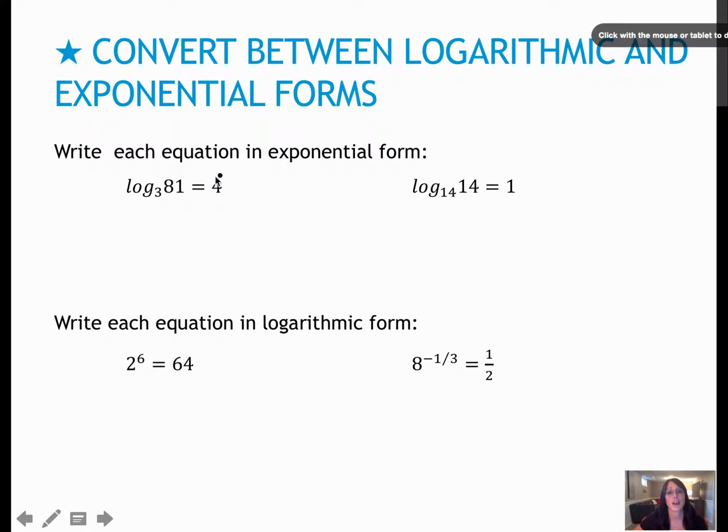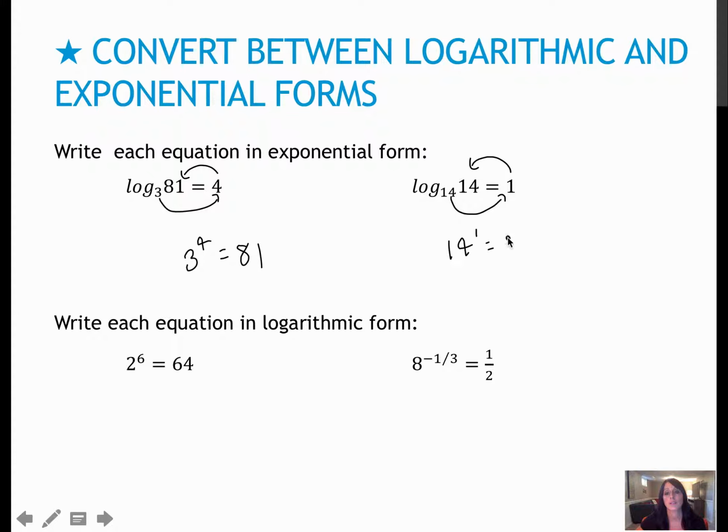Again, going from logarithmic to exponential, I start at the base, so it'd be 3 to the 4th equals 81. And then 14 to the 1st equals 14. Base is always the base.